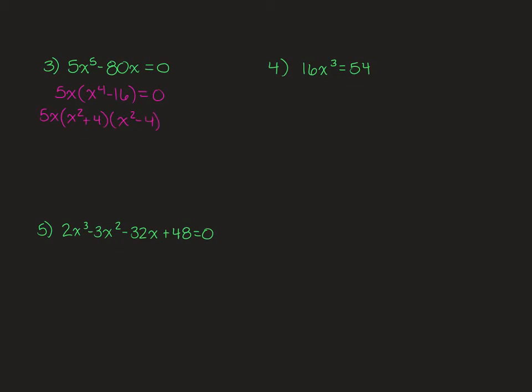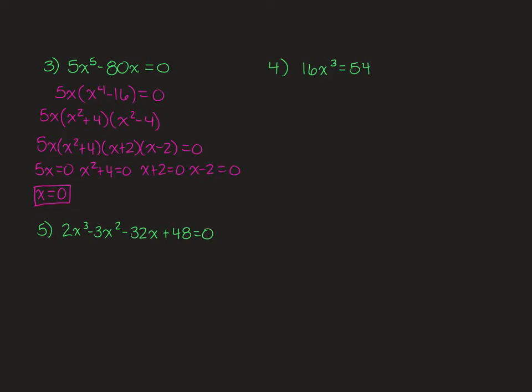Still not done factoring completely. This x squared minus 4 can be broken down even further. So x squared plus 4, x plus 2, and x minus 2. Okay, so now this is as factored as it goes. Set each factor equal to 0. So 5x equals 0, x squared plus 4 equals 0, x plus 2 equals 0, and x minus 2 equals 0. So 5x is equal to 0, divide by 5. 0 divided by 5 is still 0.